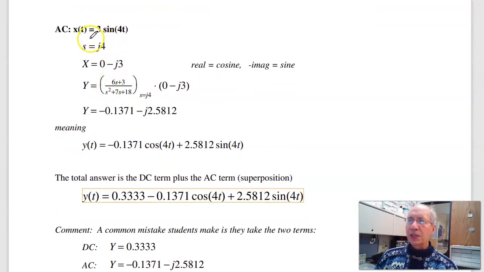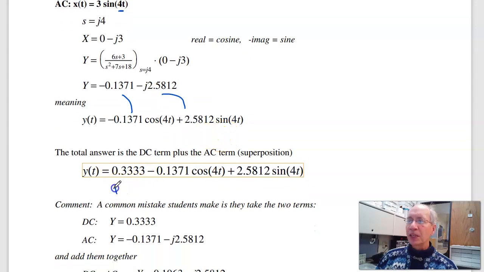If the input is 3 sine of 4t, here s equals j4, that's my sine wave frequency. X is 0 minus j3, real part's cosine, minus j is sine. The gain everywhere is your transfer function. All I care about is what's the gain at 4 radians per second, times the input at 4 radians per second, gives you a complex number. Real part's cosine, minus j is sine. Put the two together, I get the DC term and the AC term, part A, part B. Total answer.